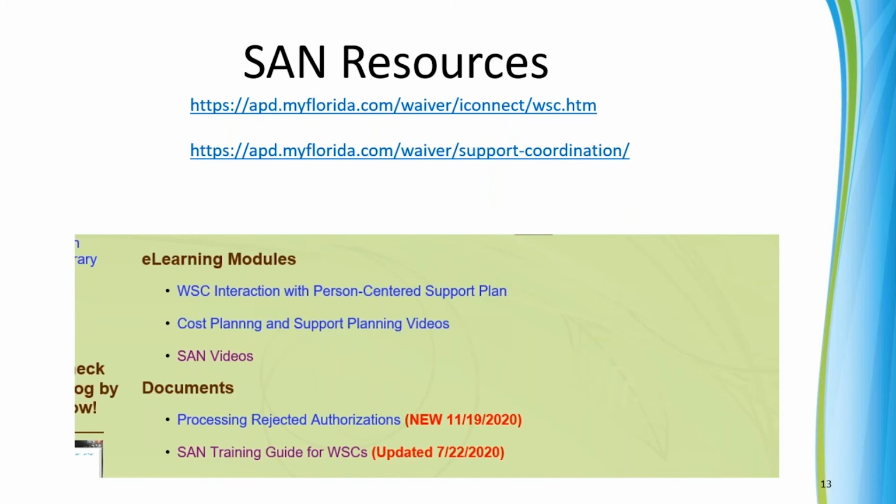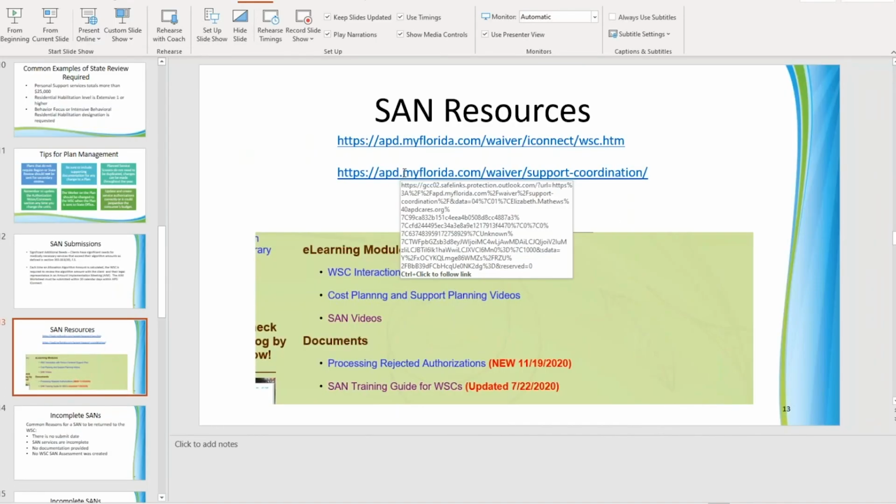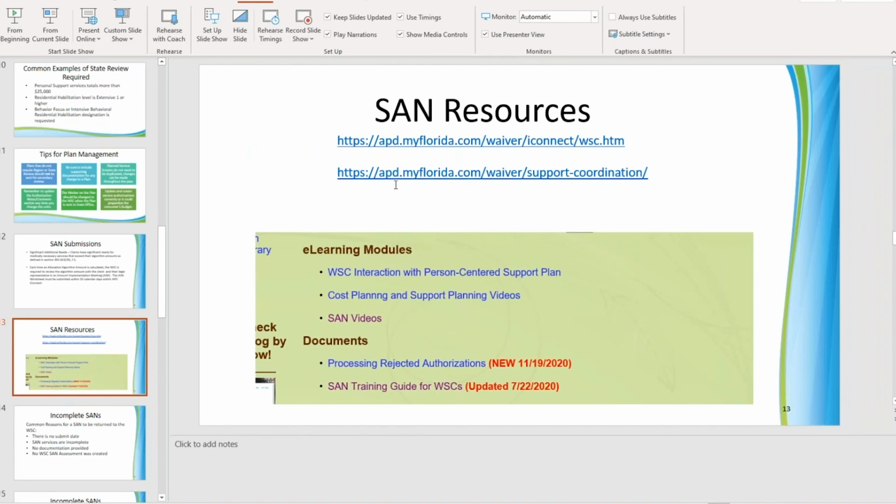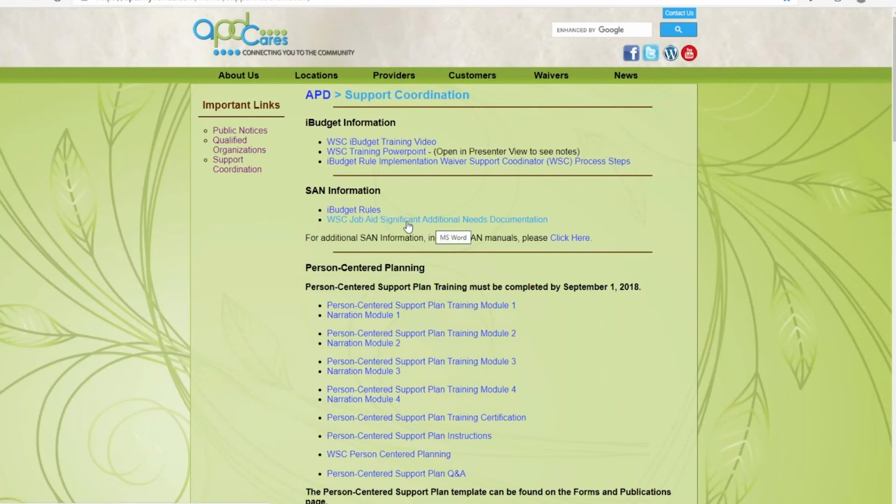Okay. Cheryl, did you want to open up the job aid? Yeah, let's open we can do that now. Okay. So to get to the job aid, you're going to go to the support coordination website. If it'll open, there we go. And it's right here at the top. So the WSC job aid significant additional needs documentation. So that's what we're going to look at right now.